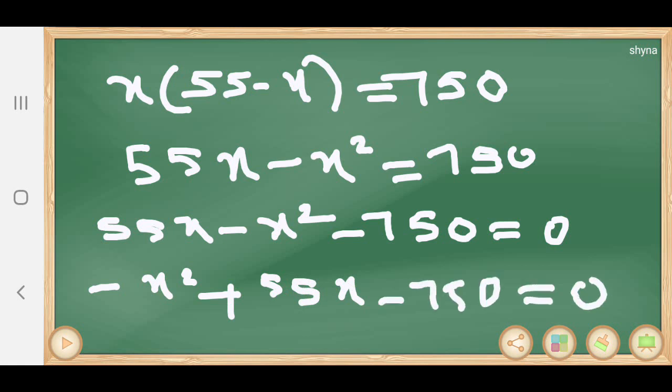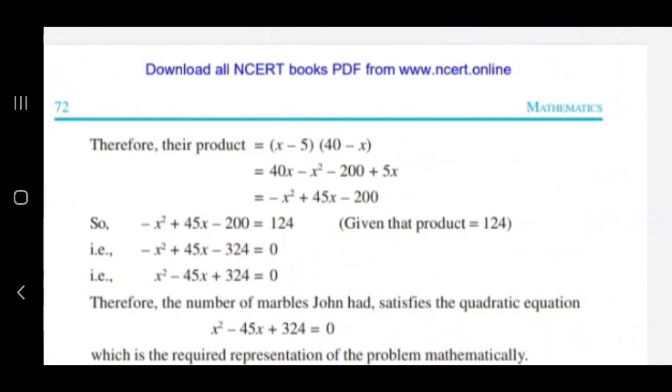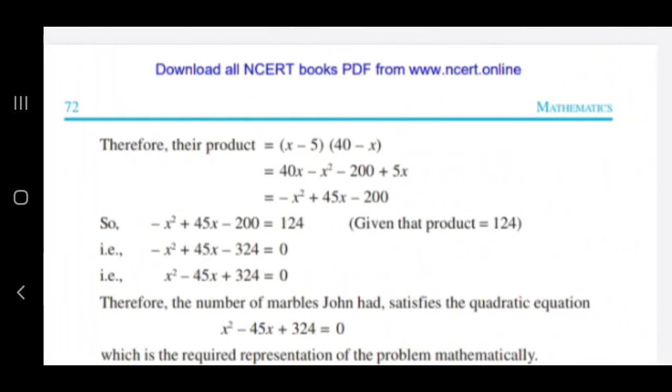Whether it is a quadratic equation? Yes, because its degree is 2. Okay. Any other question then?